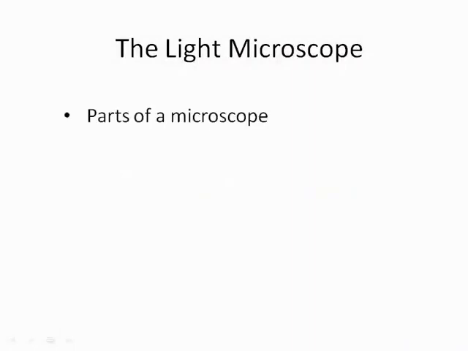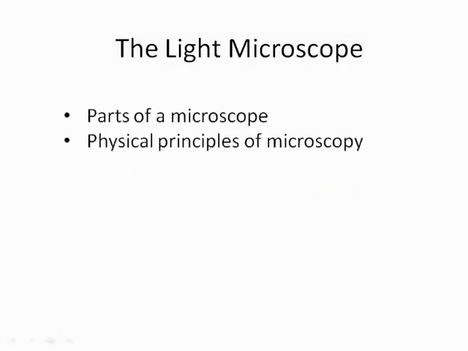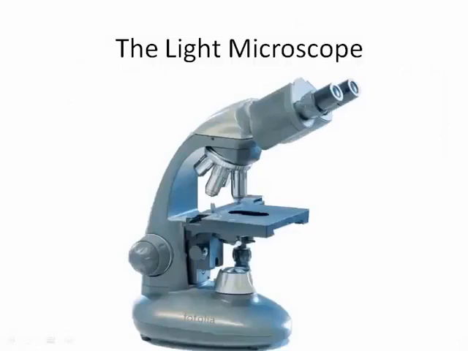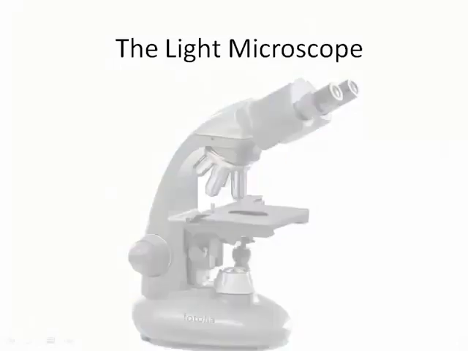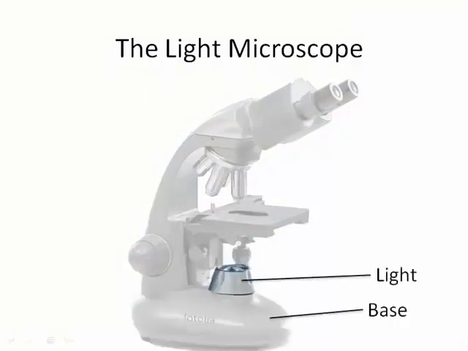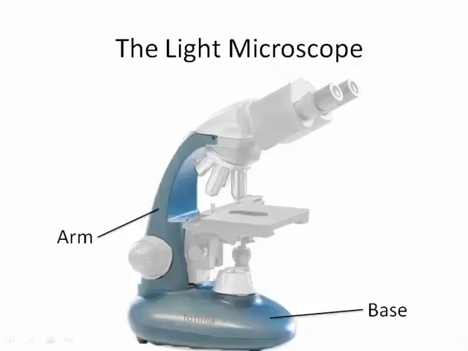In this video, I will look at the main parts of light microscopes, consider some of the principles of physics involved in microscopy, and discuss some functions of a microscope's controls. There are many types of light microscopes. Most of the microscopes used in student labs have these basic parts: the base with a built-in light source, and an arm. You should carry the microscope with two hands, one on the base and one on the arm.